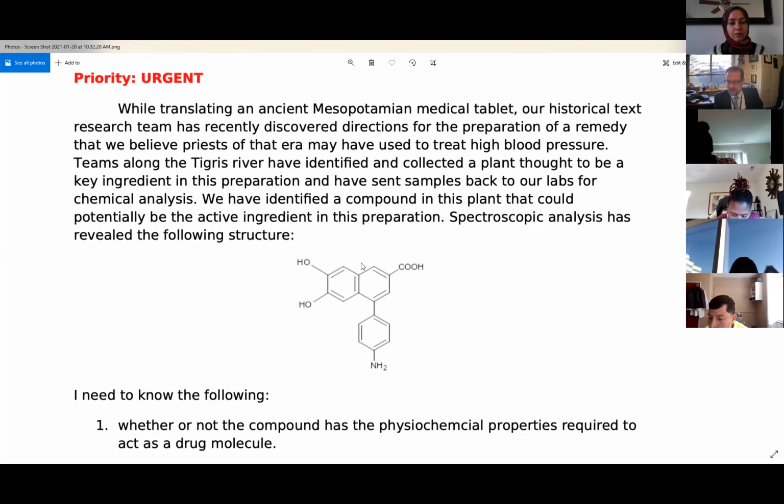Now, does this mean that this is going to interact with anything? No. Okay. But it has the potential to, right? It does have the potential to form all those different types of bonds that we talked about with our receptors. And so it's interesting enough to continue to explore. Okay, that makes sense.